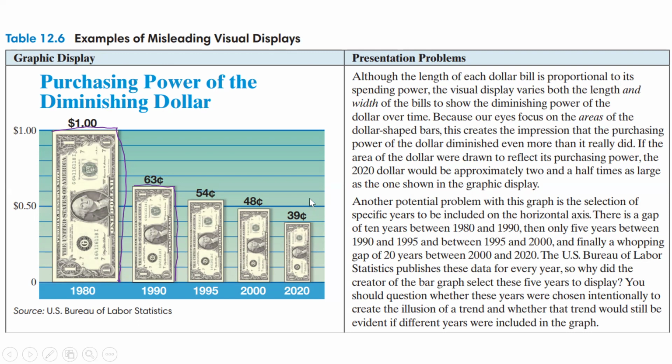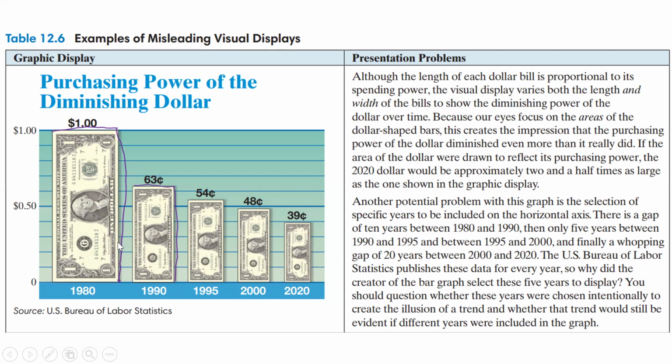But another potential problem with this graph is the selection of the specific years to be included on the horizontal axis. There's a gap of 10 years between 1980 and 1990. Like I was telling you before, sometimes they put bigger gaps in the years. And then only 5 years between 90 and 95 and between 95 and 2000. And then there's a whopping 20 years between 2000 and 2020. So these are not all the same 5-year gaps or all the same 10 or even all the same 20. They're varying as you go across. So that's another big way that people can change the graph and make it look visually like it's not worth as much as it should be. Okay.